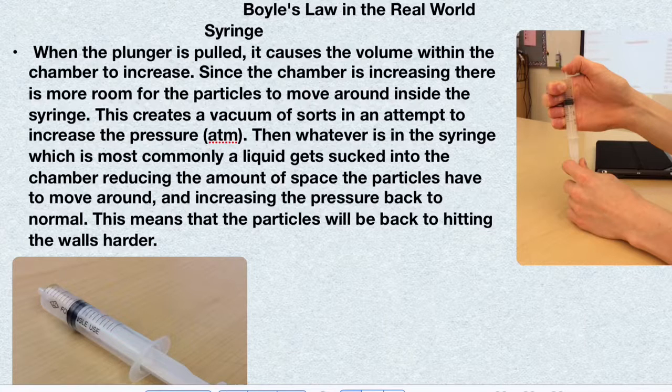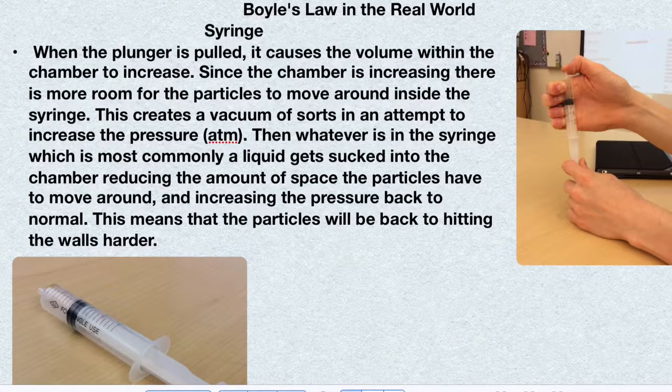Boyle's law in the real world. An example of Boyle's law in the real world is a syringe. When the plunger is pulled, it causes the volume within the chamber to increase. Since the chamber is increasing, there is more room for the particles to move around inside the syringe. This creates a vacuum of sorts in an attempt to increase the pressure, ATM.